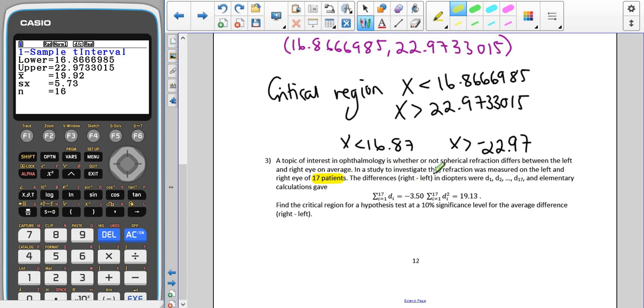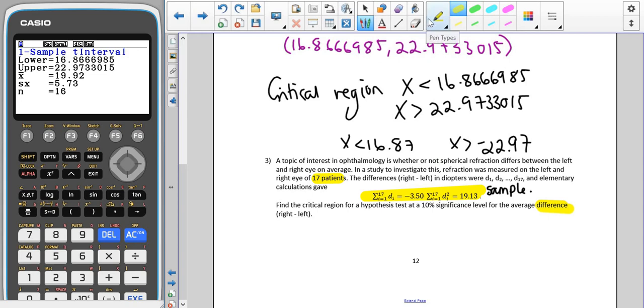The difference between the right and left eye is denoted D1 to D17, and elementary calculations gave these values here. So remember that these are for our sample, not a population. So we have a small sample and we have some more information here about the sample, and we're trying to calculate the critical region for a difference. So again, it's going to be a two-tail one that we are now looking at.